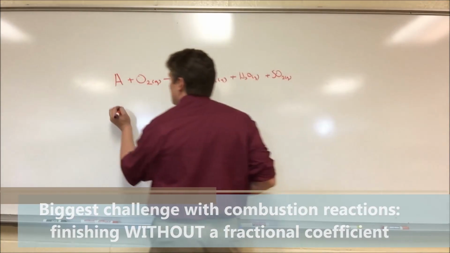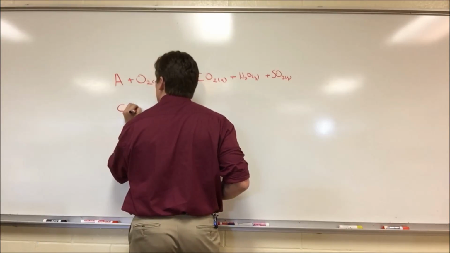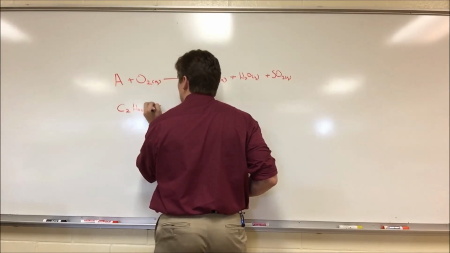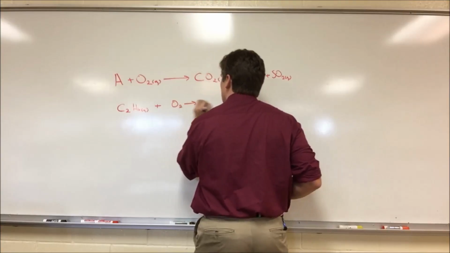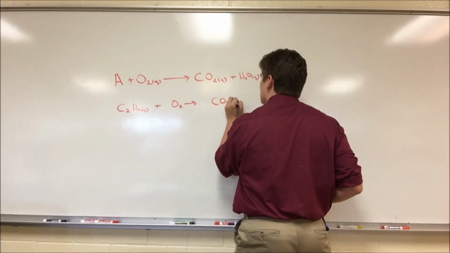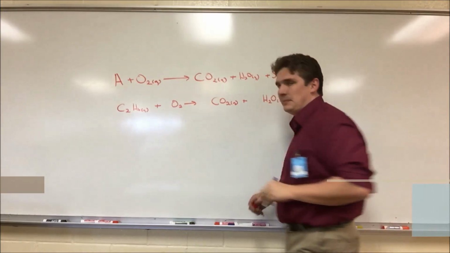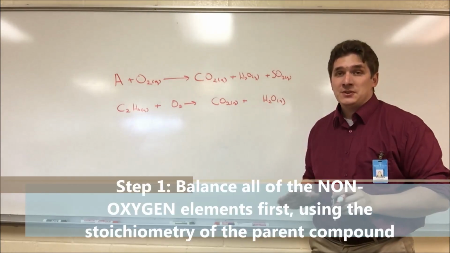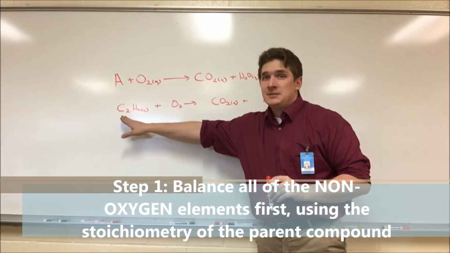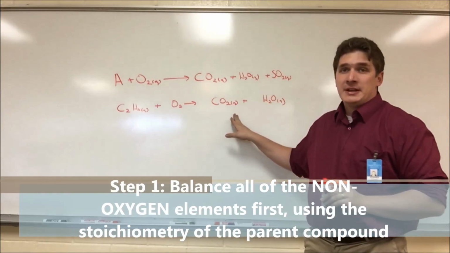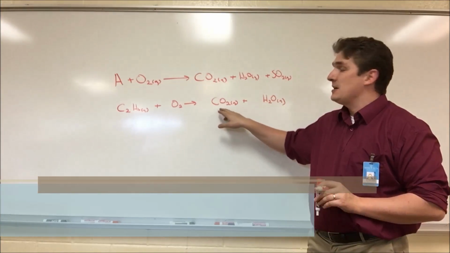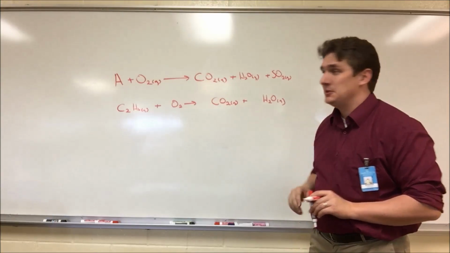So let's say we had C2H6 gas plus O2 goes to CO2 gas plus H2O gas. Easiest thing to do first, balance the elements on the left with the product gases on the right. There's always going to be something bound to a pure element. Oxygen is always bound to a pure element.